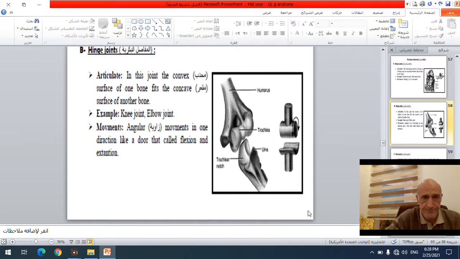Hinge joint, articulation in this joint: the convex surface of the bone fits on the concave surface of another one. Convex, concave, convex, concave. Example, knee joint, elbow joint. This is elbow joint. Movement is angular. Movement in one direction, like a door, is called flexion and extension.